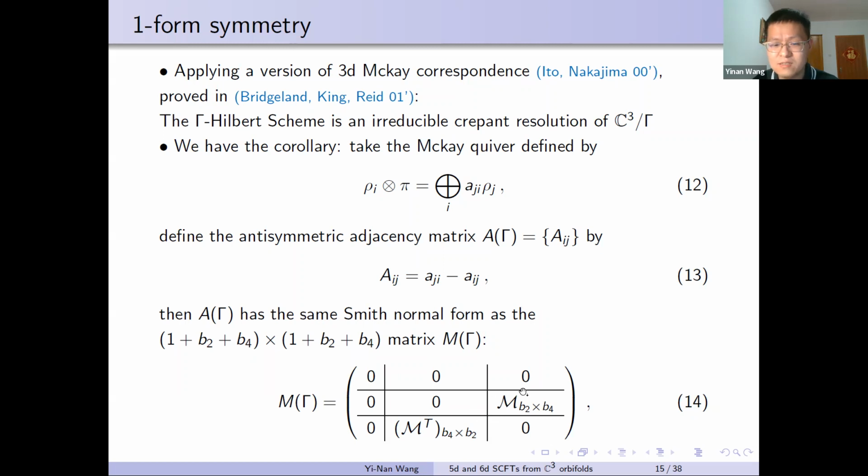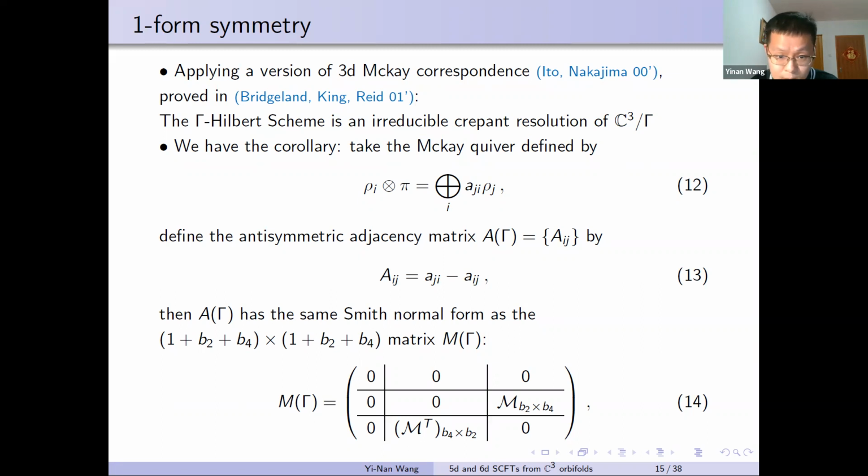The point here is just to make the dimensions of these two matrices match, because this big Aij matrix that comes from the little Aij matrix also has a dimension like this. And so basically, the procedure of computing the one-form symmetry is like this. Let's take an arbitrary finite group gamma, compute the tensor product decomposition and all the coefficients Aij here. Let's draw the Mckay quiver, compute this matrix big Aij, and then compute the Smith normal form. From that, we can directly deduce the one-form symmetry of the 5D SCFT defined on this singularity.